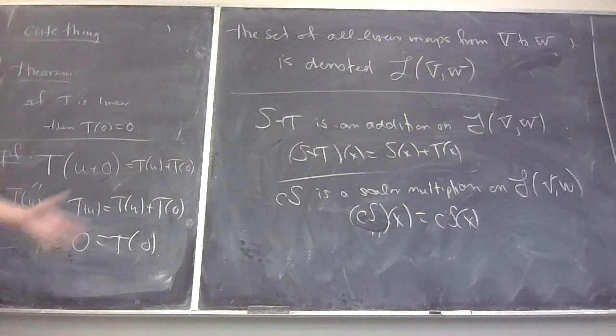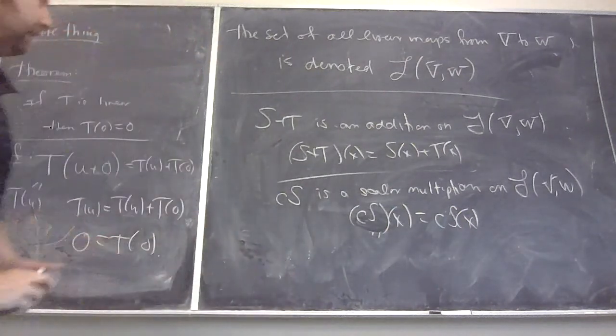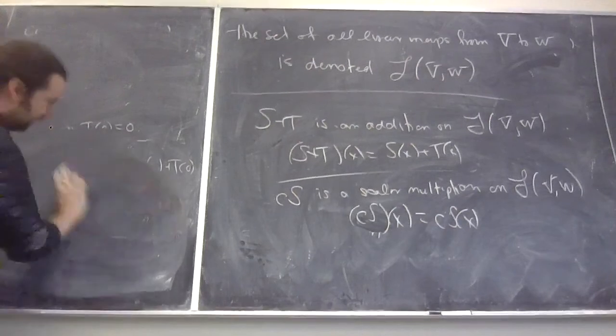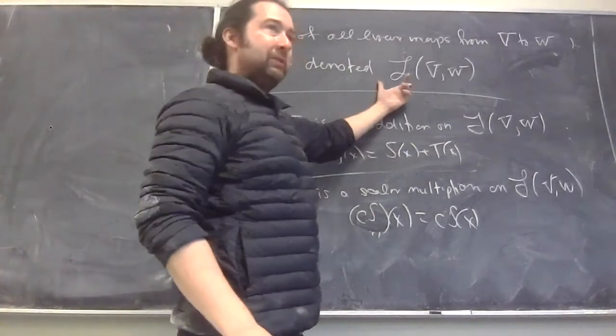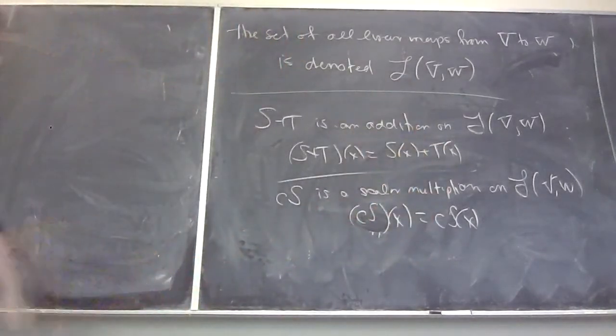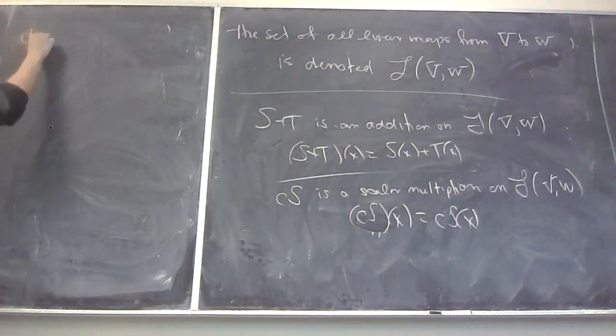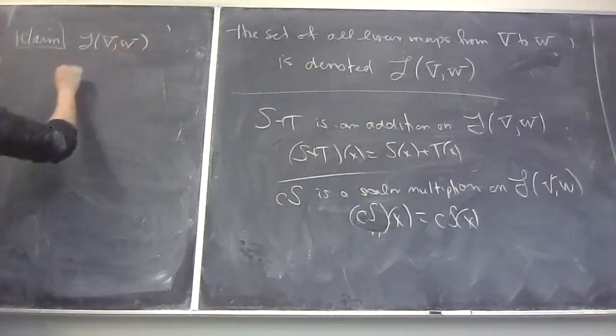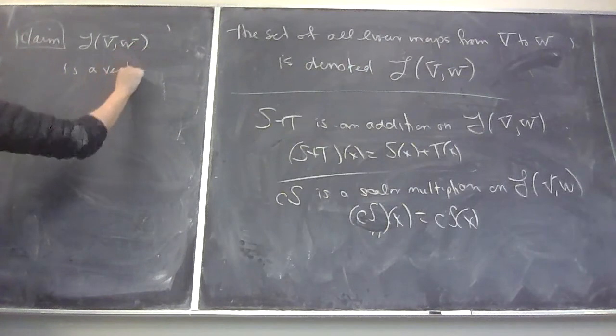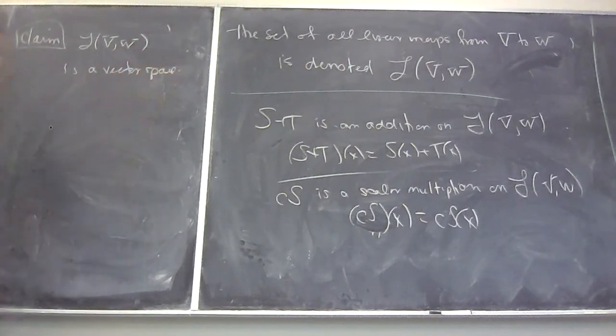And now we get the utterly bizarre and hyper abstract fact that equipped with those two operations, this amorphous blob of linear maps is itself a vector space. Axler doesn't even bother to prove it, he leaves it to you. Claim: L of V, W is a vector space. Oh, what a good question, actually.